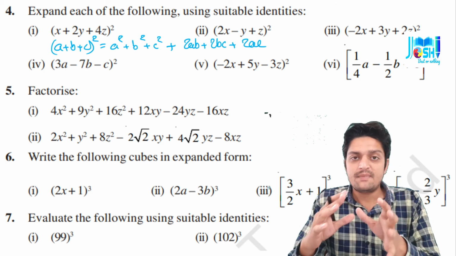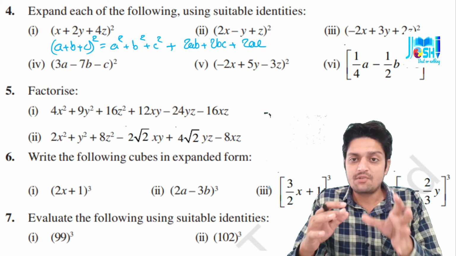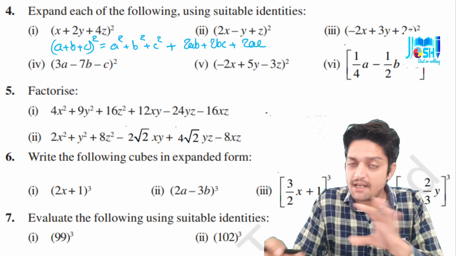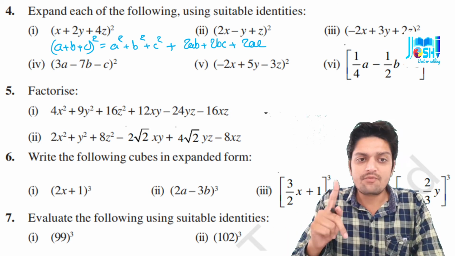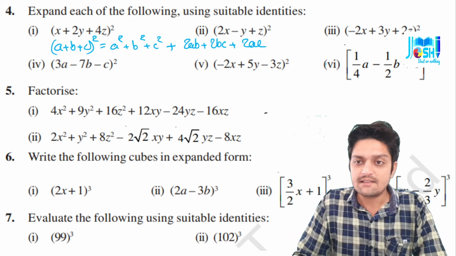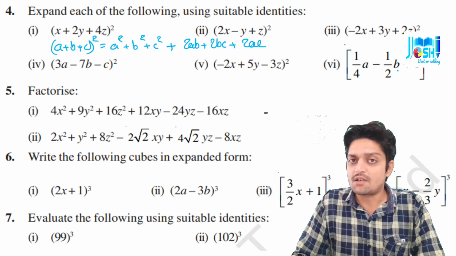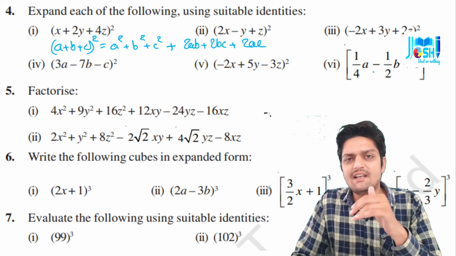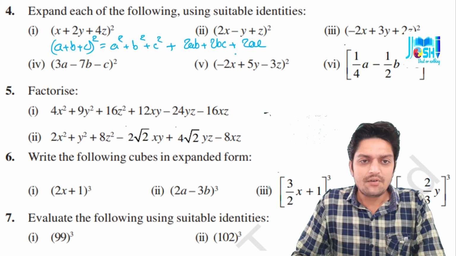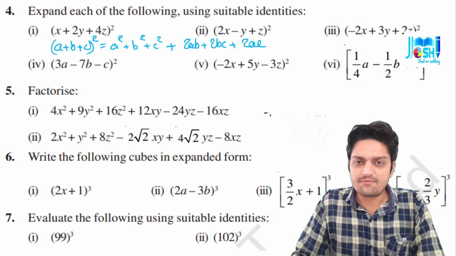a square plus b square plus c square plus 2ab plus 2bc plus 2ac. So the same procedure you have to apply everywhere. I'm going to solve just one question, and this kind of question cannot come in the exam, meaning there are very few chances of it being asked. So I'm using this formula for this 5th question.